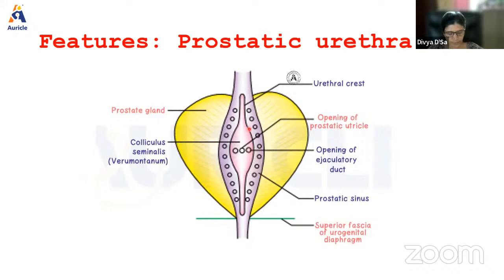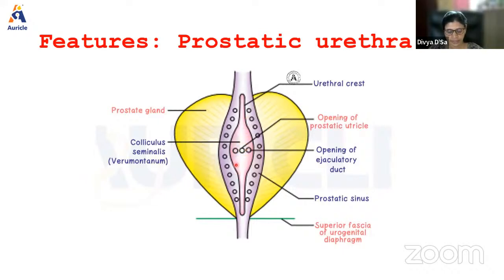It gradually increases in height as it descends, and it reaches a maximum of about 3 millimeters in the middle of the crest. Then it fades away down. This urethral crest is produced by the insertion of the trigonal muscles of the ureters; when the trigonal muscle gets inserted there, it forms this crest.